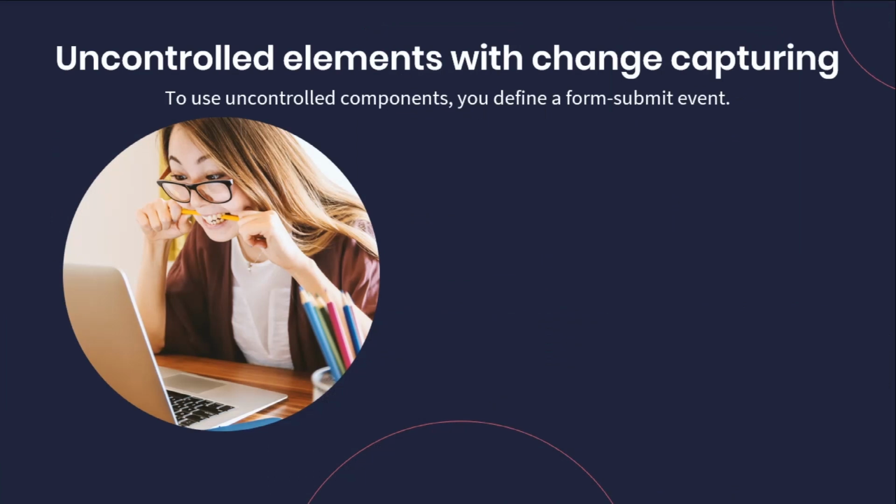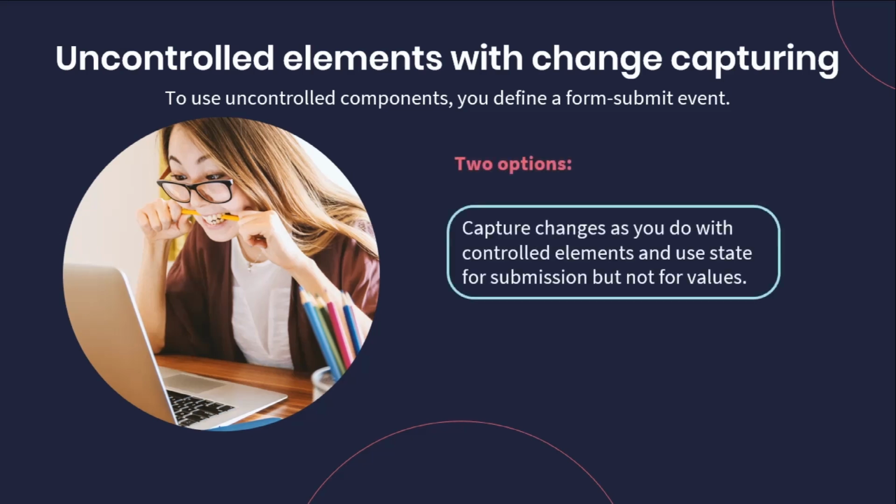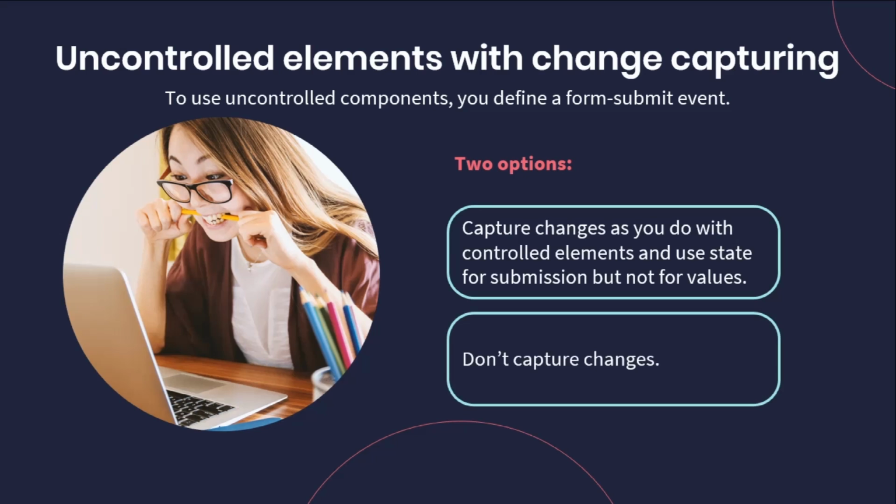And once you have this event handler, then you have two options. Capture changes as you do with controlled elements, and use state for submissions, but not for values. Or don't capture changes. The first approach is pretty straightforward. It's about having the same event listeners and updating the states. And that is a lot of coding if you're using the state only at the final stage.